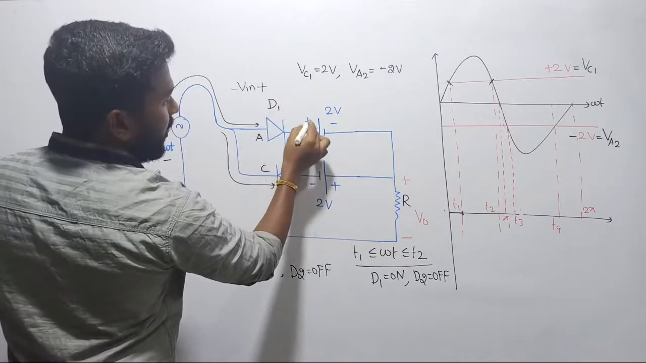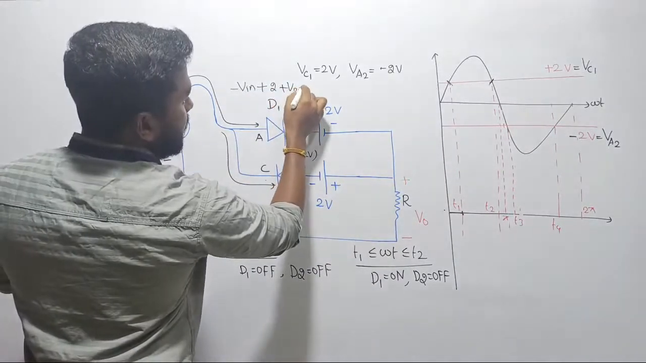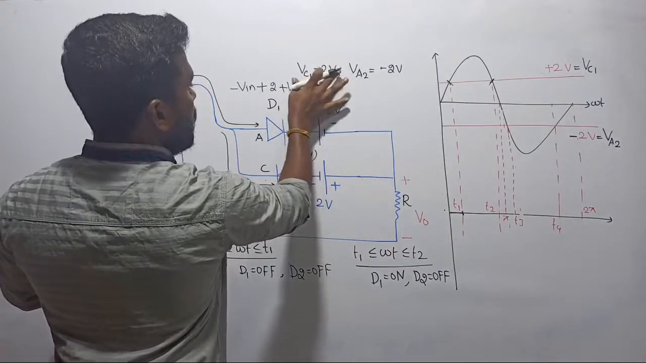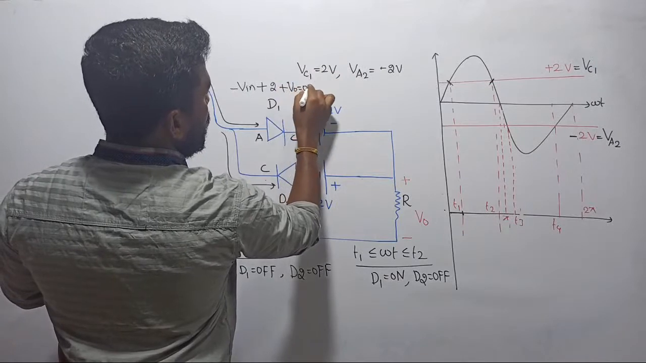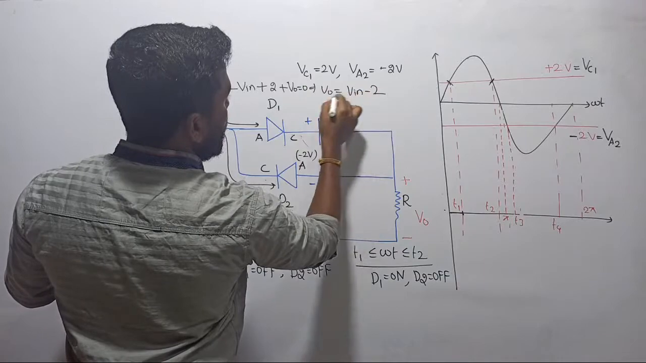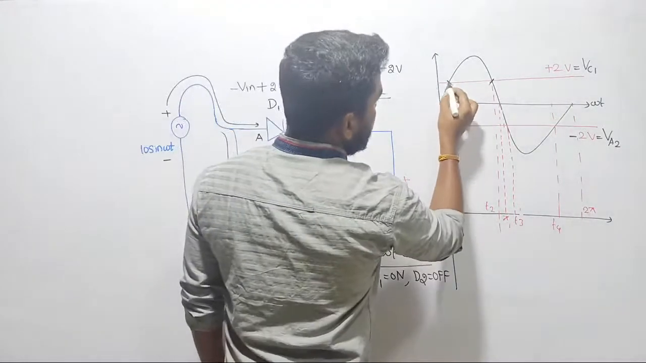Then what is the output here? We have 2 volts, and here we have positive voltage V0. So we can say the KVL equation equals 0. From this I can say output voltage V0 is equal to input voltage Vin minus 2 volts. Okay, I will draw the waveform, right? So let us continue.